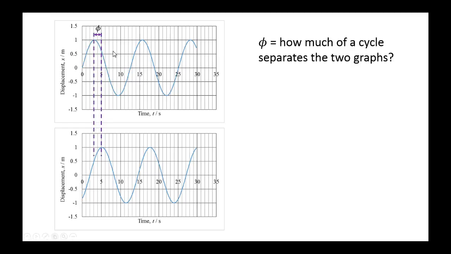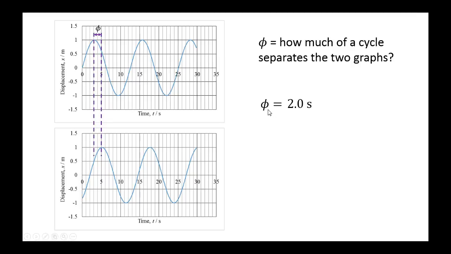Now, we want to know this little sliver from here to here, what fraction is this of the full cycle? And whatever fraction that is, that's the phase difference, right? Okay, so let's figure this out. First, let's figure out how many seconds separate these two lines. That'll help. So this first peak on the top graph is at 3 seconds. The first peak on the bottom graph is at 5 seconds. So the amount of time separating them is 2.